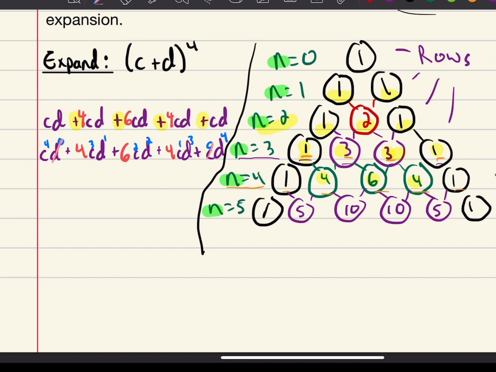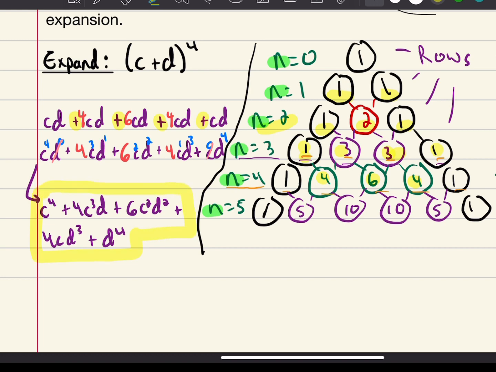And our final expanded expression, and I'll write it over here, is going to be c to the 4 plus 4c^3 d plus 6c^2 d^2 plus 4cd^3 and then plus d to the 4. And again, using our Pascal's triangle, we were easily able to expand this without much foiling at all.